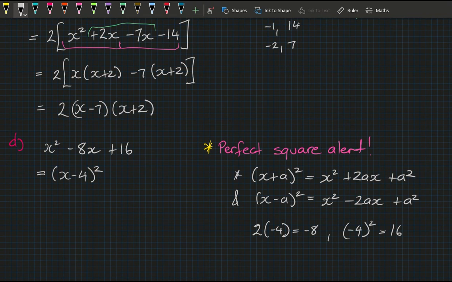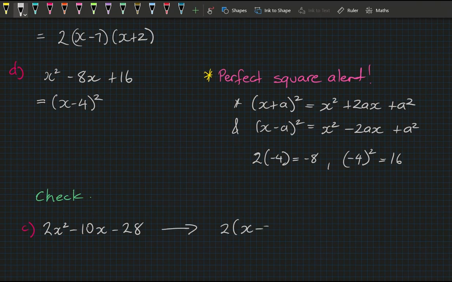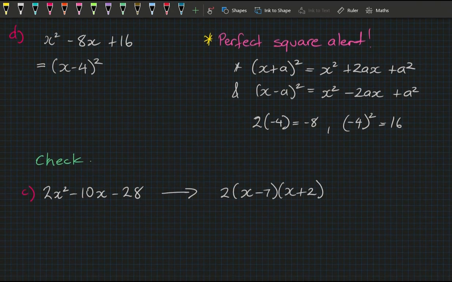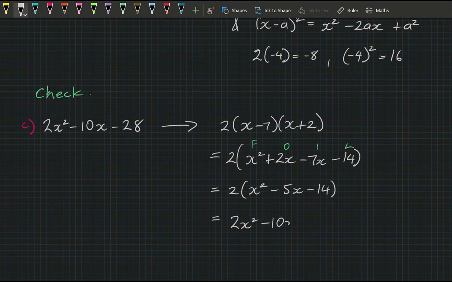Now at this stage we might stop and have a check. Let's have a look at what we did in question C, where we had 2x squared minus 10x minus 28 becoming 2 times x minus 7 times x plus 2. So if we expand these brackets, we end up with 2 times x squared plus 2x minus 7x minus 14, just using FOIL. Then collecting like terms, we get 2 times x squared minus 5x minus 14. And multiplying that 2 through, we end up with 2x squared minus 10x minus 28, which is exactly what we started with. So that's a relief.